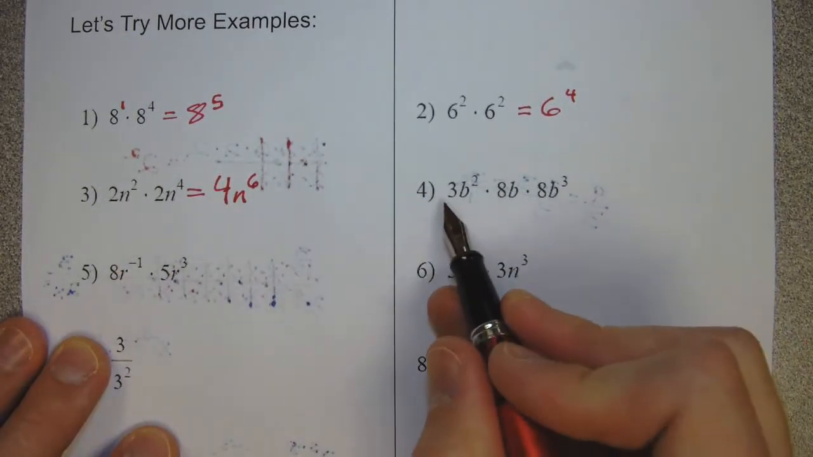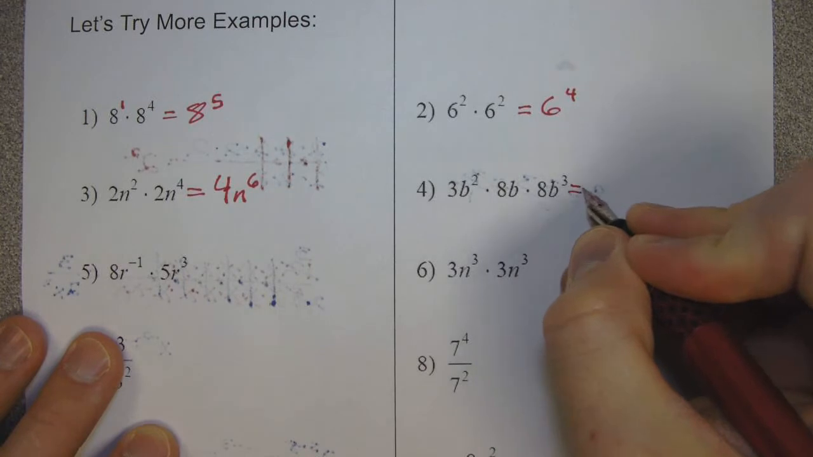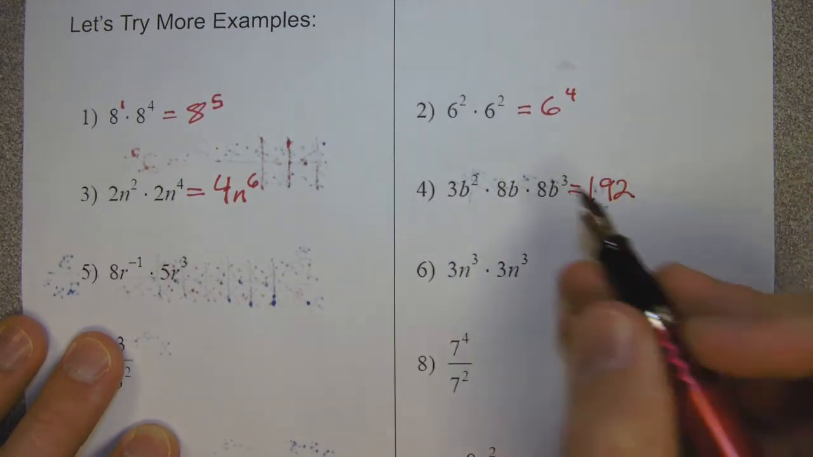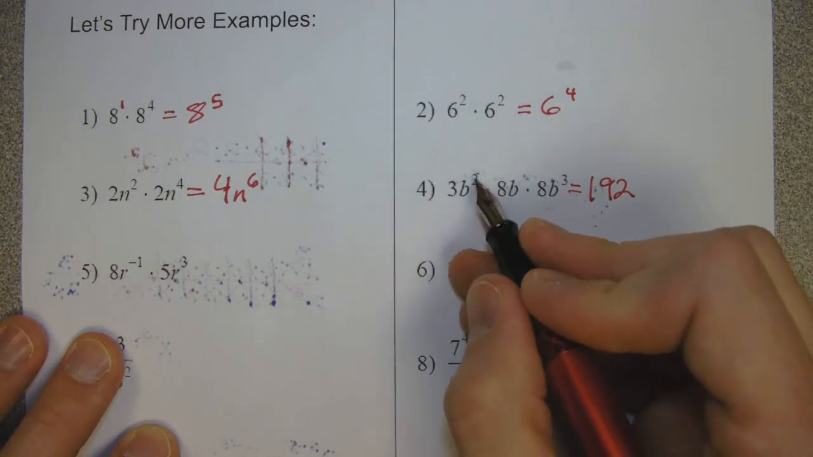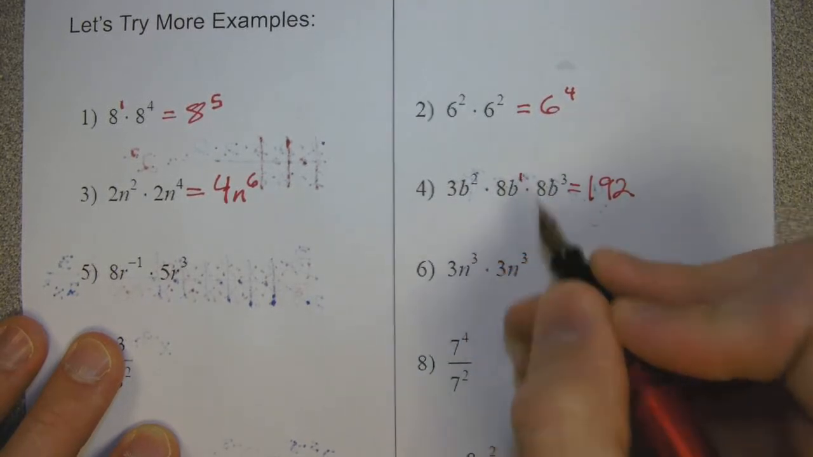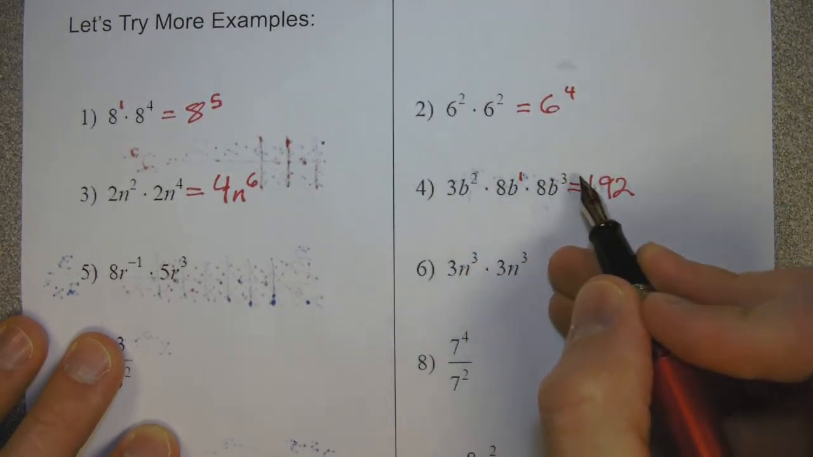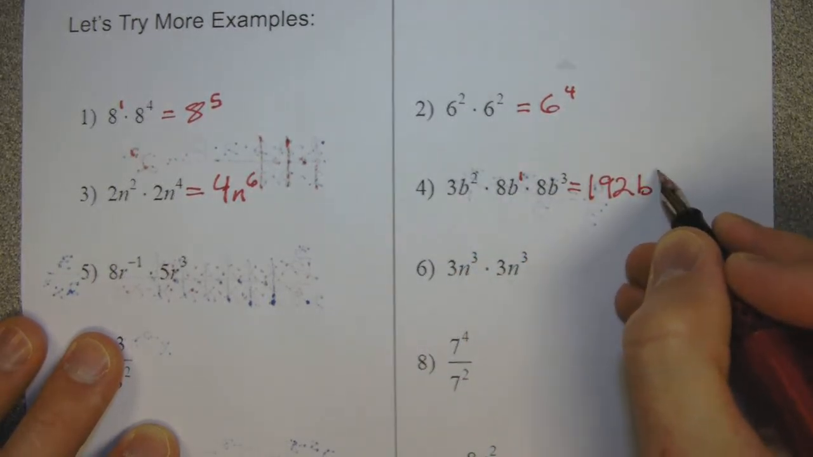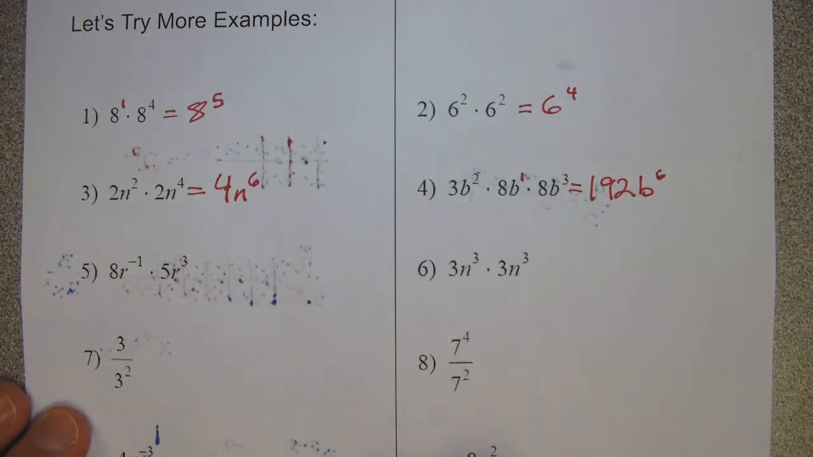All right. Notice we've got 3 different coefficients here. Goodness gracious. So we'll take 8 times 8, which is 64. And then we'll take that 64 and multiply it by 3, and that is 192. Cool. Notice we have b, b, and b, so we've got 3 b's there. B to the 2nd, so there's 2 of them technically. B to the 1st, and then b to the 3rd. So we can add 2 to 1, that's 3. 3 added to 3 is 6. So b to the 6th power. Cool. I'll simplify.